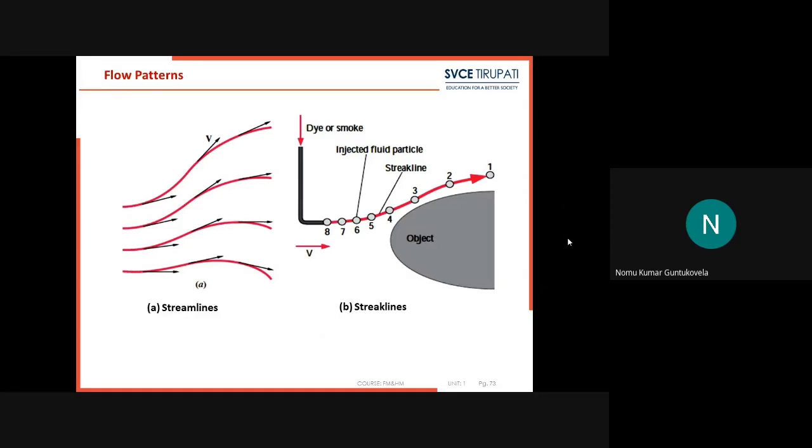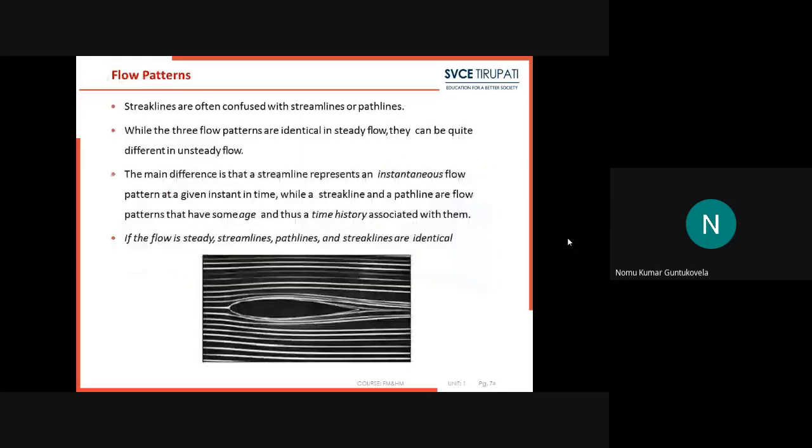Coming to the stream tube, it removes the tangential portion of the velocity. While coming to the streak lines, point to point concentration will be added here. Just like this. So these are the flow patterns. Please concentrate on the figure.